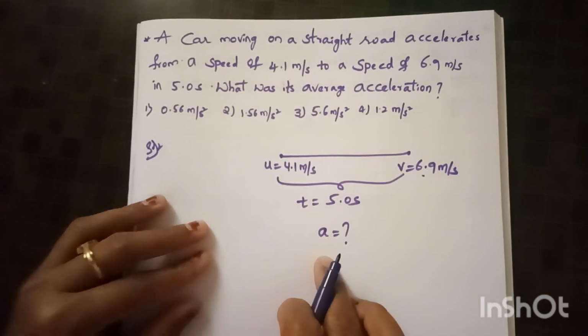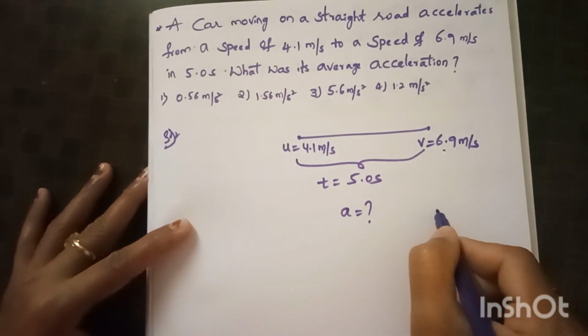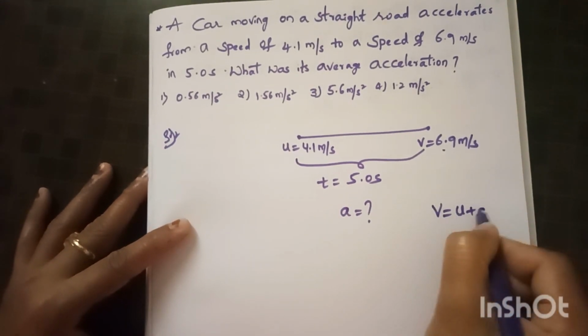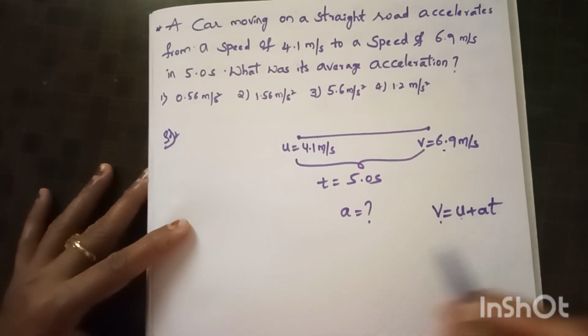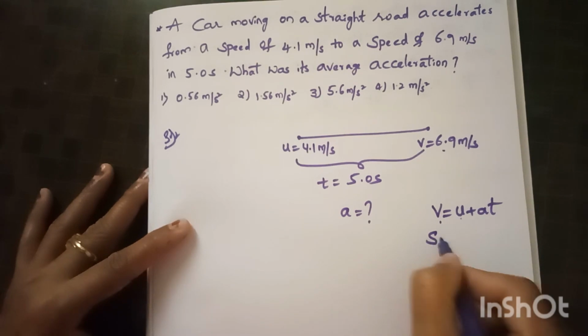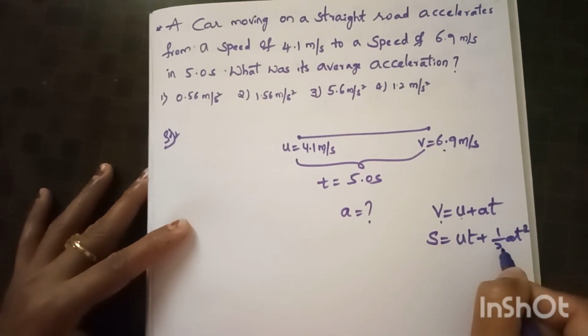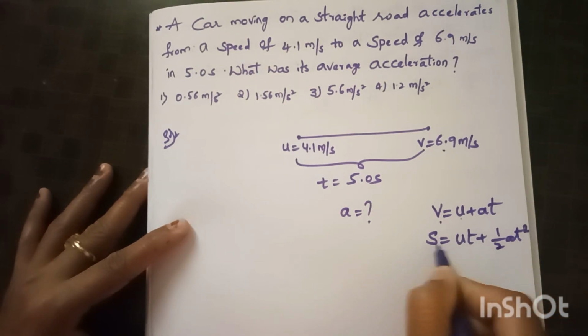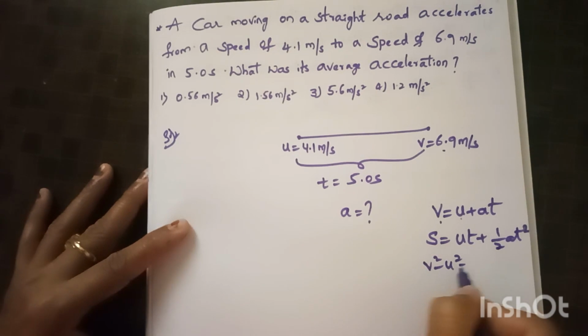We find the acceleration by using the first kinematic equation. What is the first kinematic equation? v equals u plus at. You have v, u and t, so you can calculate a. The second equation, s equals ut plus half at square: you don't have the s value and the a value, so you can't use this formula. Third, v square minus u square equals 2as: you don't have a and s.